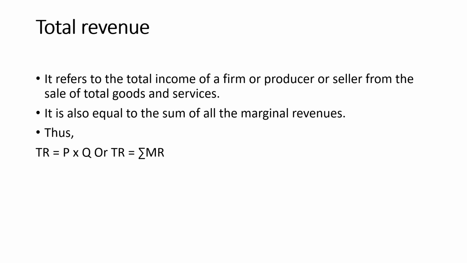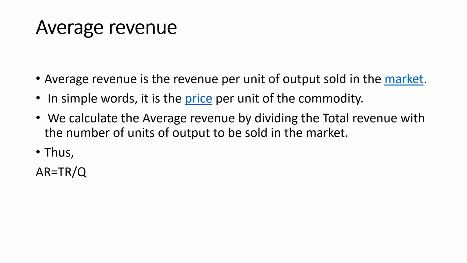in other words we could say that TR is equal to sigma MR, that is the summation of the marginal revenues. Now coming to the average revenue, it is the revenue per unit of output sold in the market, or we could say that it's the price per unit of the commodity. And average revenue could be calculated by dividing the total revenue with the number of units of output sold in the market. That is AR is equal to TR by Q.